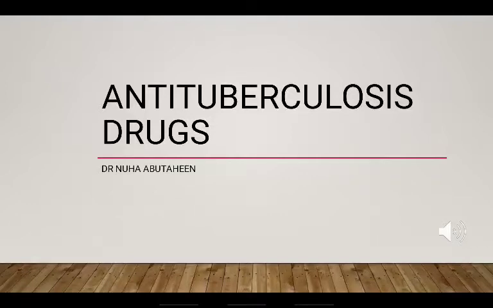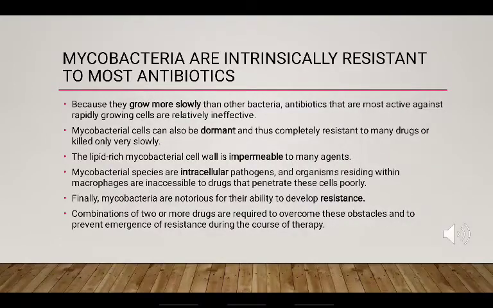محاضرتنا اليوم راح تكون about antituberculosis drugs, medications that are used for the treatment of tuberculosis. Unfortunately, TB is still common in Iraq, and the problem with tuberculosis is sometimes it's just dormant, so you might have it for a long period of time before presentation.